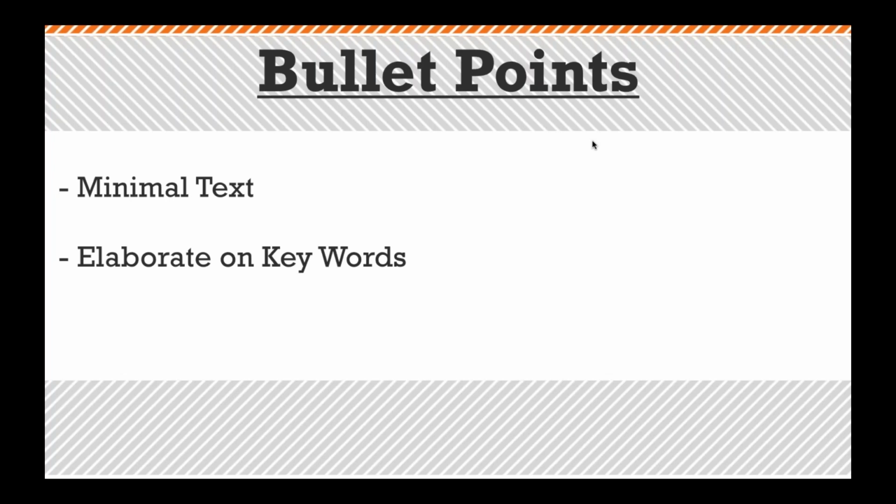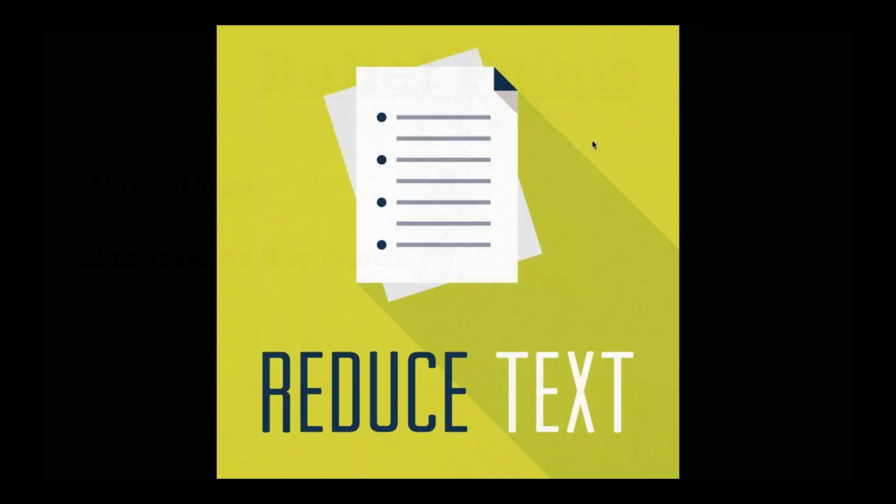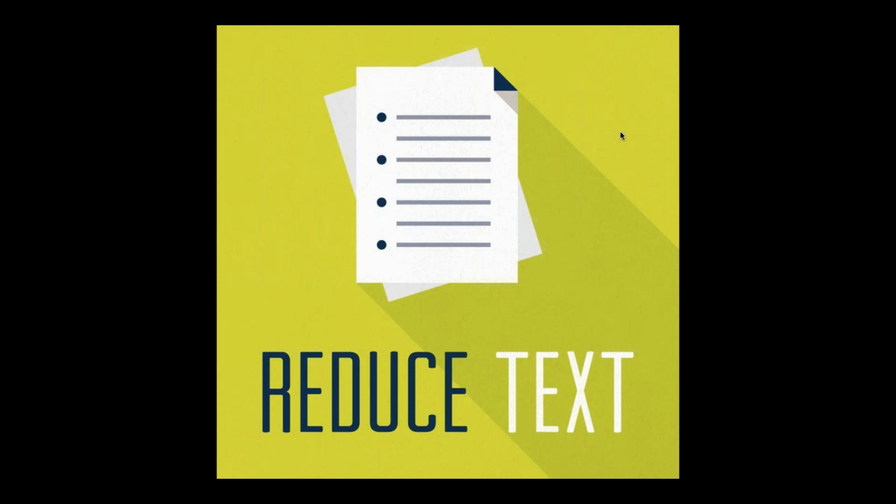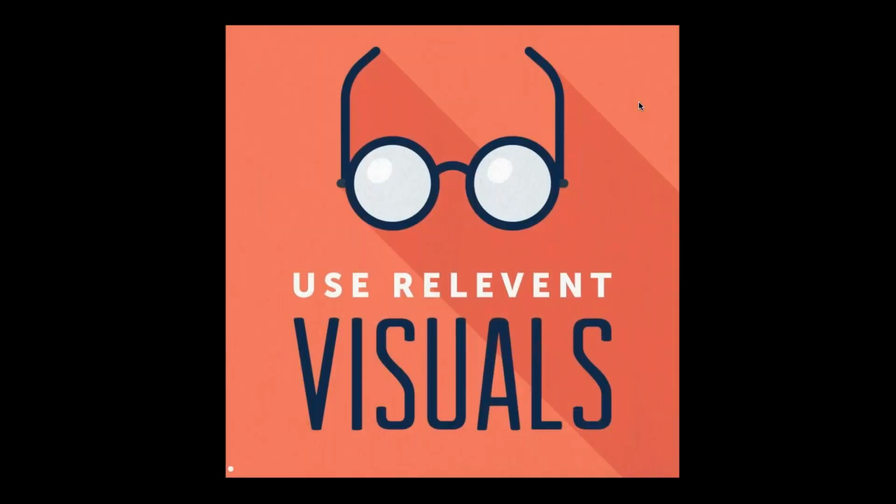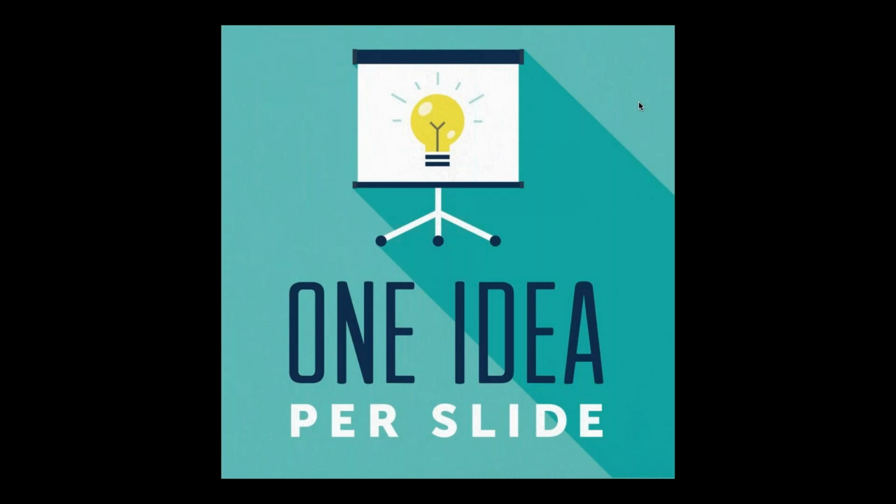So what's even more effective than minimal text bullet points and elaborating on the keywords like this? It would be much more visually engaging to use images that say basically the same thing. Reduce text, use relevant images, one idea per slide. Those 3 images right there were infinitely more engaging and interesting to look at than just black text on a white slide in bullet point form.